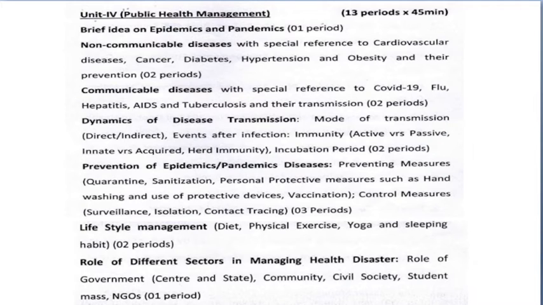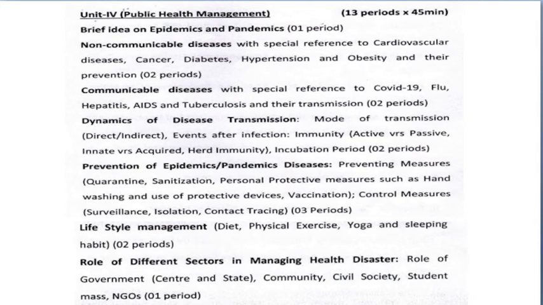Then preventive measures like what you have listened to during the COVID pandemic: quarantine, sanitization, personal protective measures such as hand washing and use of protective devices, then vaccination, then control measures, surveillance, isolation, contact tracing. Then lifestyle management: diet, physical exercise, yoga, and sleeping habits. The importance of these aspects in your lifestyle management.